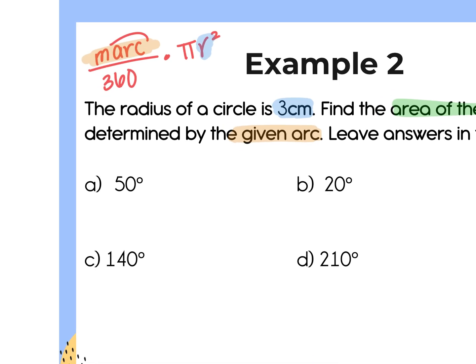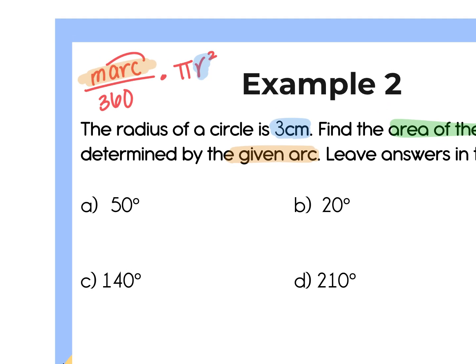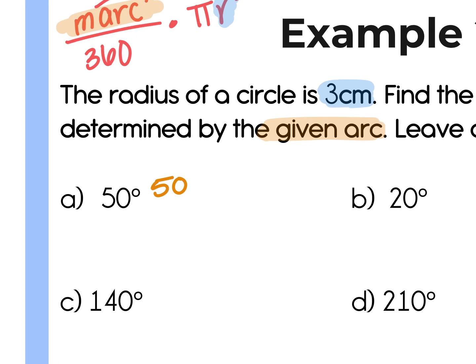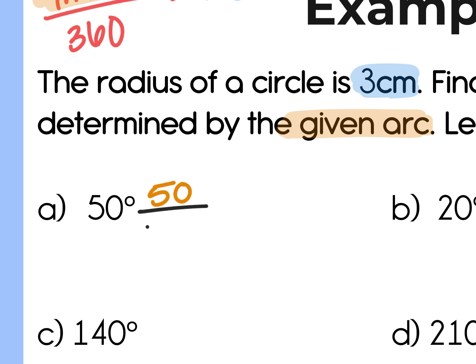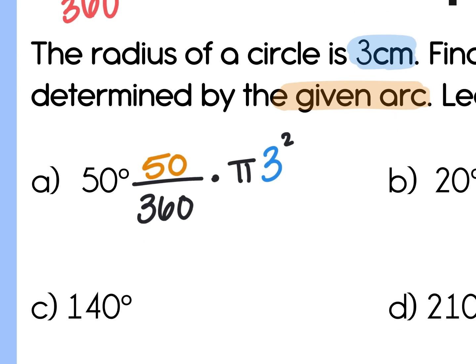First thing is I'm going to plug in. What am I plugging in? I'm plugging in this 50 over 360 times pi times my radius squared. Again, I just plugged in. Pay attention, do not write it down. Look at how I'm solving it.